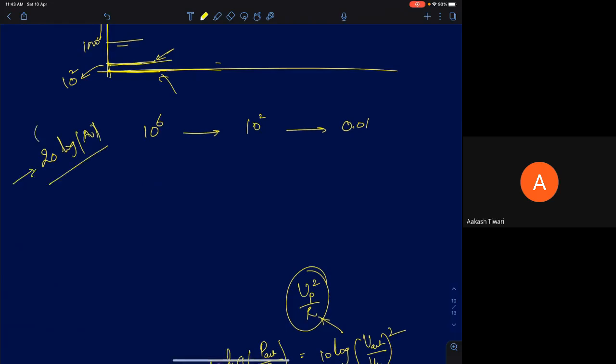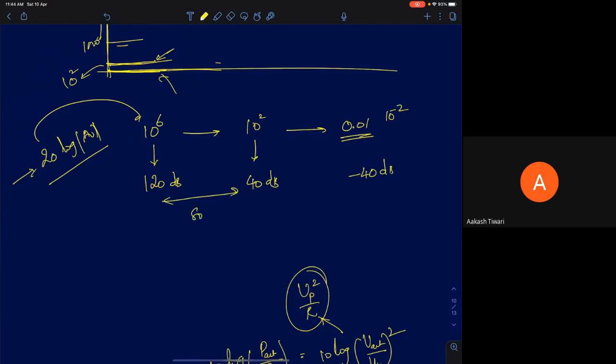If I take 20 log of this, what will be 10 power 6? 20 log of 10 power 6, can I say it's 120 decibels? What will be 10 square? 10 square will be 40 decibels. And what will be 10 power minus 2? Minus 40 decibels. Now if you see here, the gap between these 2 points is 80 decibels. The gap between these two is 80 decibels.